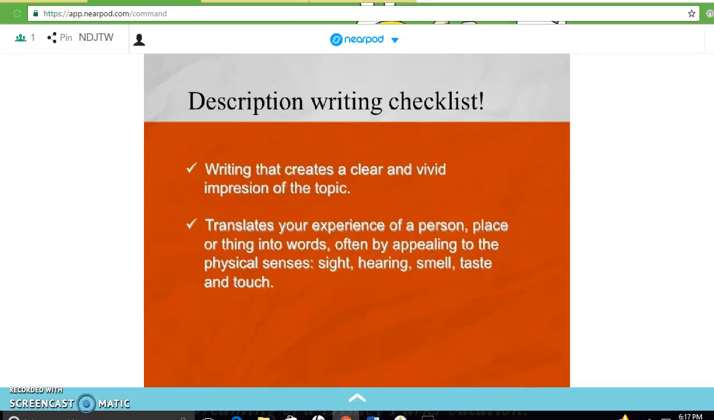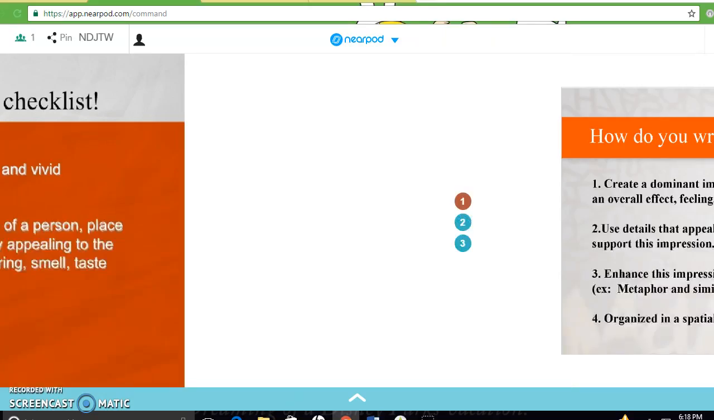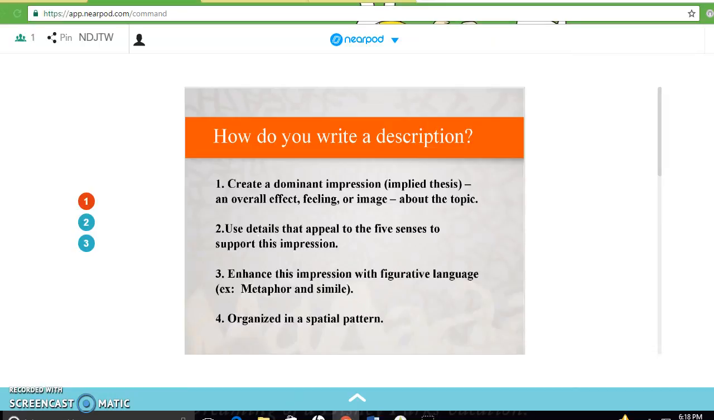Description writing checklist. Writing that creates a clear and vivid impression of the topic, and it translates your experience of a person, place, or thing into words, often doing that by appealing to our senses. Well, how do we write a description?